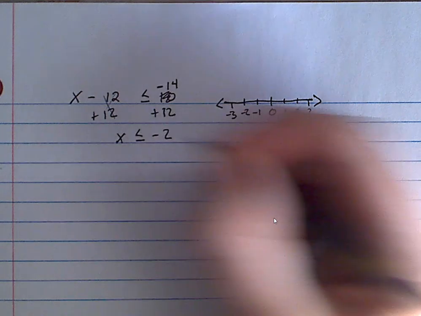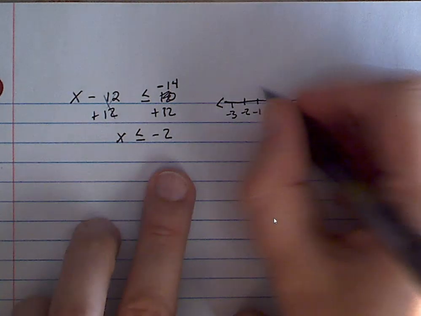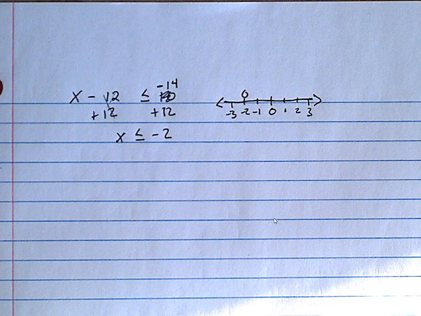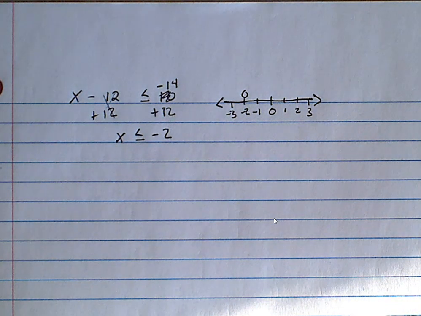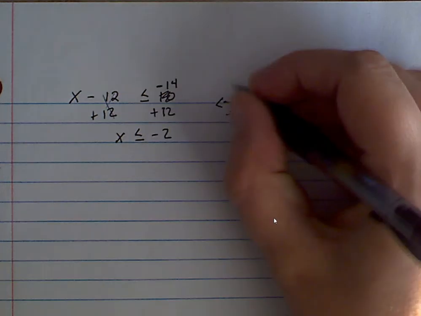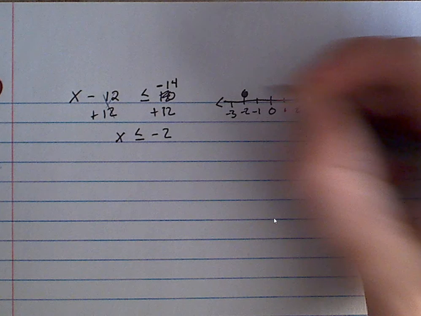and then to graph that you find negative 2 and you put a dot there, and then you look at your little key and you decide if the dot should be filled in or if it should remain open. Should it be filled in? Yes. Okay, so we're going to fill it in. And now from here, you need to decide if your arrow should go left or right.